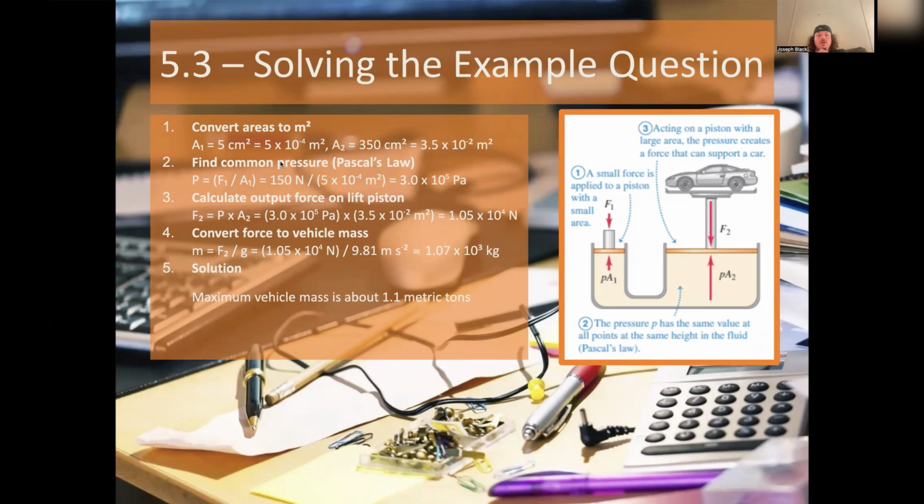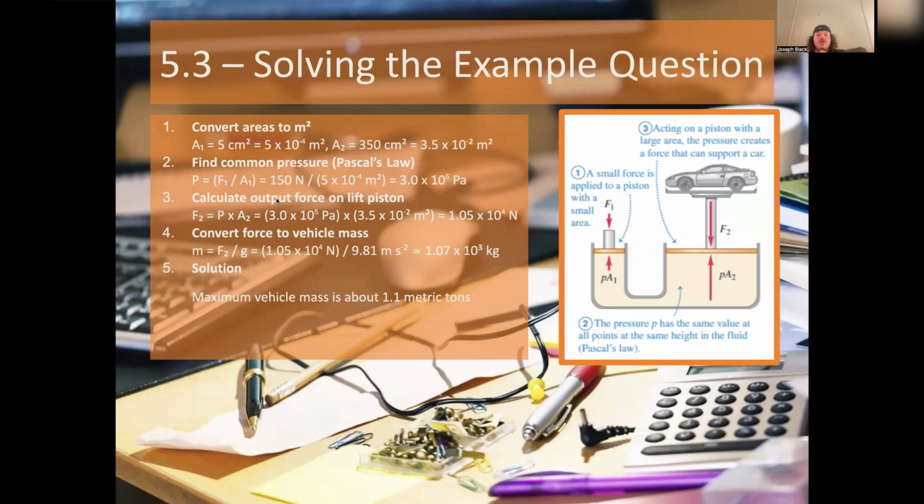Next, we're going to find the common pressure, for which we will be using Pascal's law. P equals F1 divided by A1, which equals 150 newtons divided by 5 times 10 raised to the negative fourth meters squared, which equals 3 times 10 raised to the fifth pascals.